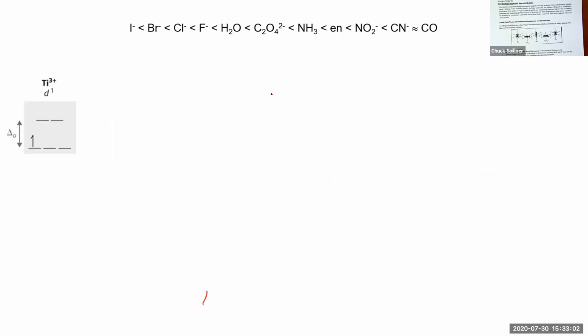So this slide is going to show what happens to the octahedral crystal field splitting of d electrons in octahedral complexes with different types of ions. We're going to start with the D1. So there's 1 d electron, and this would be an example, titanium 3+.